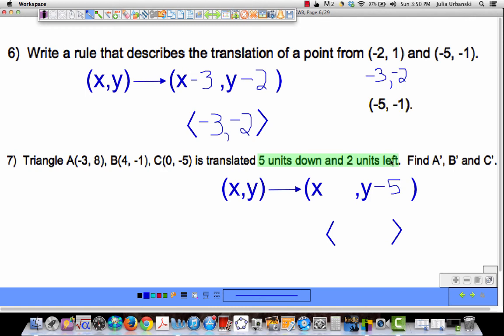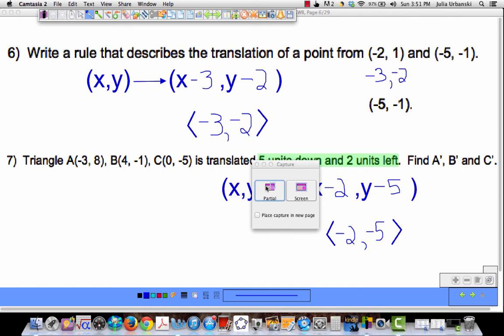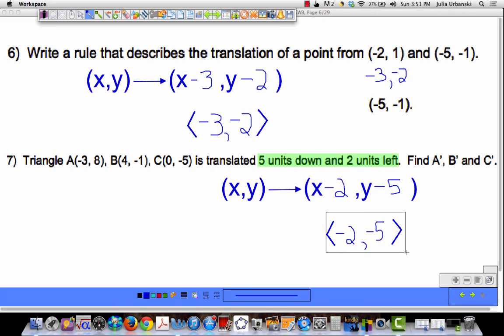Then when they say 2 units left, that one represents the x's. And you're taking 2 away, left means going negative. So if you write it as a vector, it's (-2, -5). So you could either plug in the values here to figure out what A, B, and C are, or you can use vector notation and just subtract it in your mind as well. Let's do it that way. I like vectors better, but if you like the formula, then just plug all your numbers in.